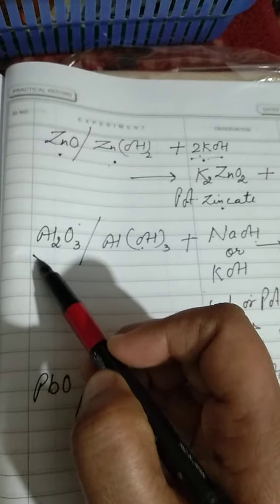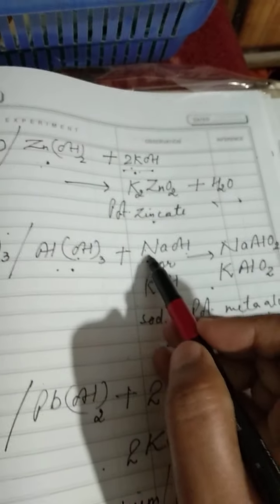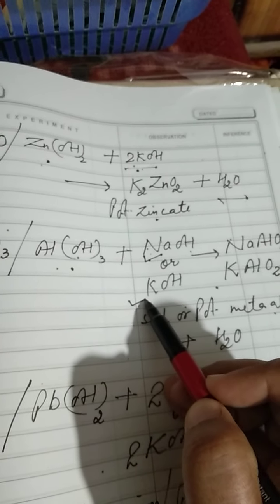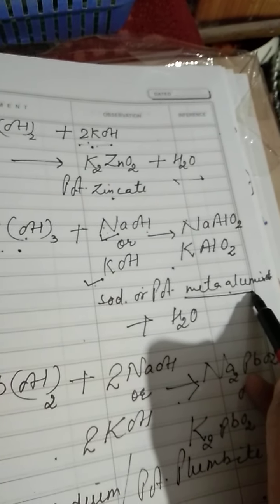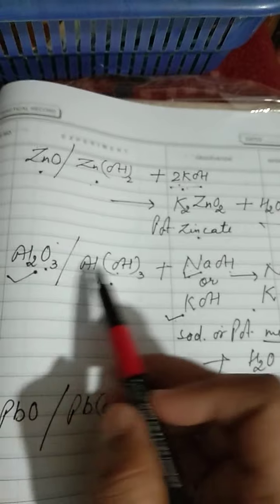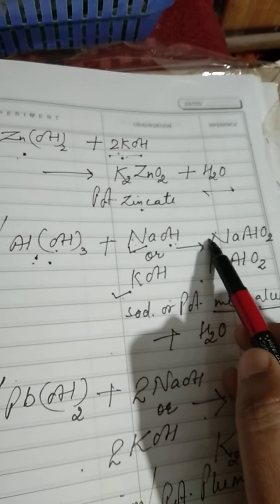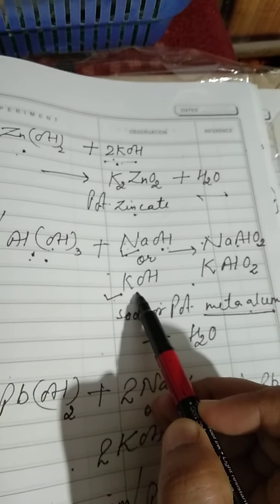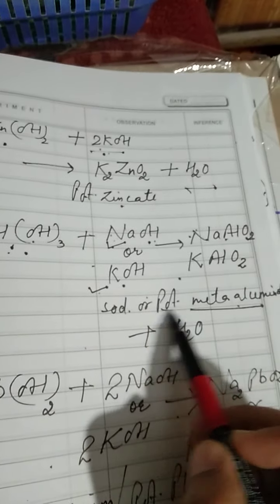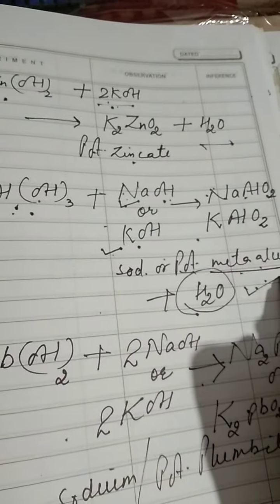The next amphoteric oxide we have is aluminium oxide. Consider the reaction of either aluminium oxide or aluminium hydroxide with either sodium hydroxide or potassium hydroxide. In both cases, we will have meta-aluminate as the product. With sodium hydroxide, the product will be sodium meta-aluminate. With potassium hydroxide, the product will be potassium meta-aluminate plus water. Writing water is important in this reaction.